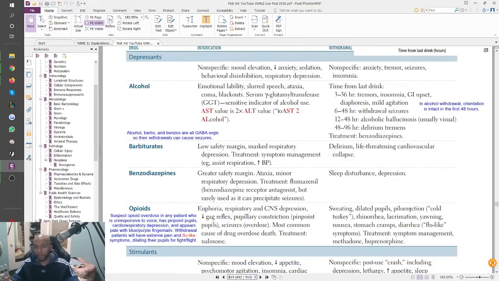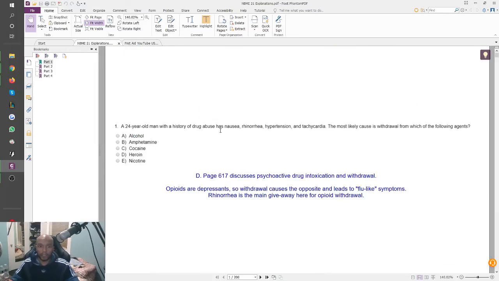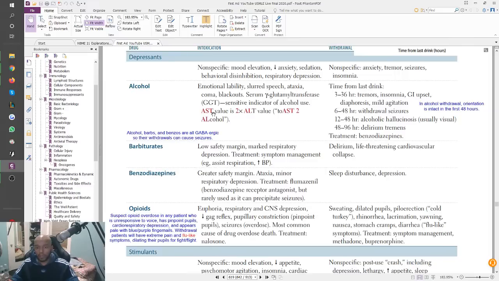So withdrawal has these symptoms right here: dilated pupils, piloerection, rhinorrhea, which they gave in our question. Nausea, of course. You can even have diarrhea, right? So they call it flu-like symptoms. And this you have to remember because obviously opioids are a major issue in medicine lately, and you have to know it inside out. This question didn't really mention anything about pupils, but UWorld and Step 1 are more likely to mention a pupil-related thing to really try to get at you.